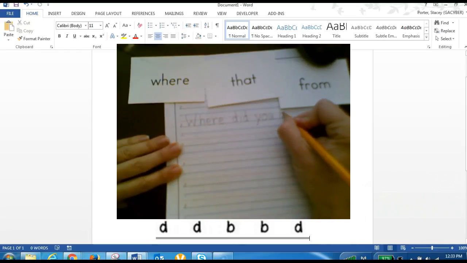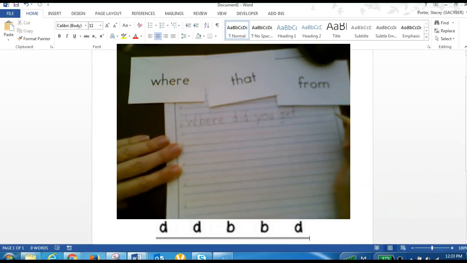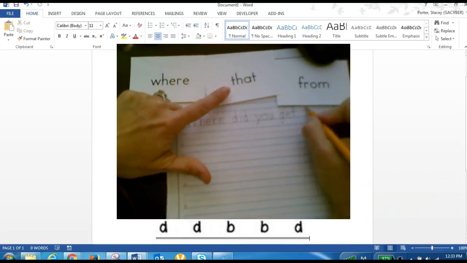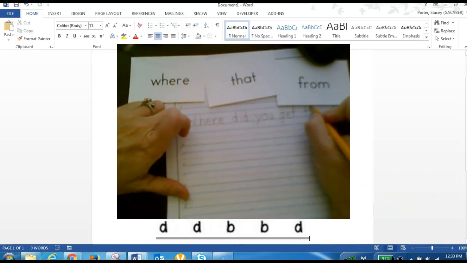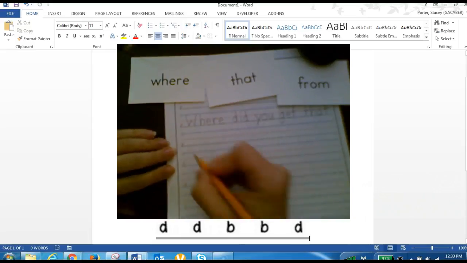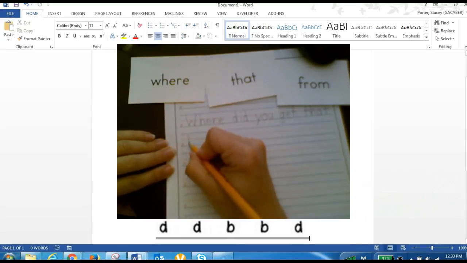G, G, E, T. That, T, H, A, T. Hat, not a capital because we're still writing the same sentence. Ha, t.